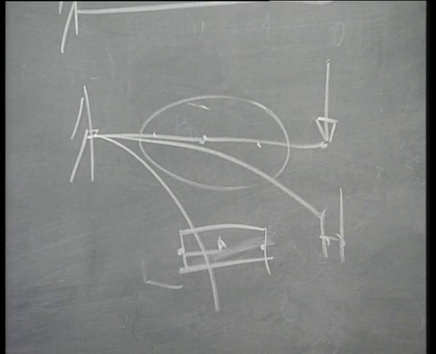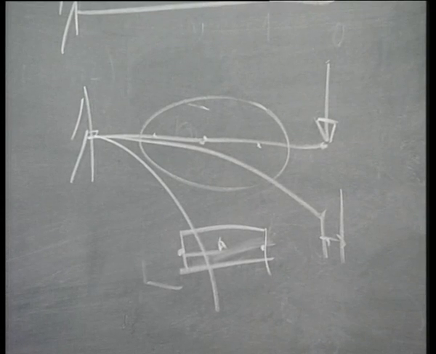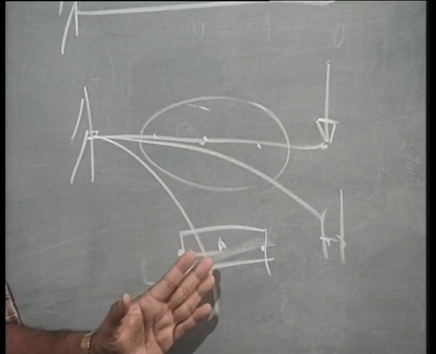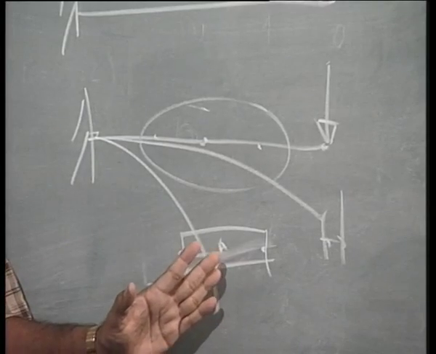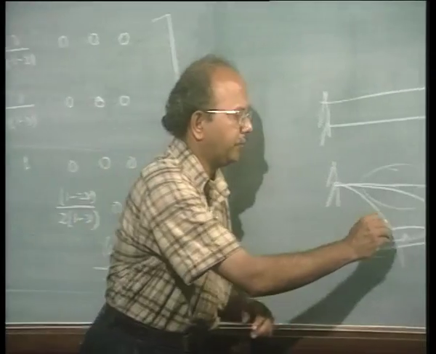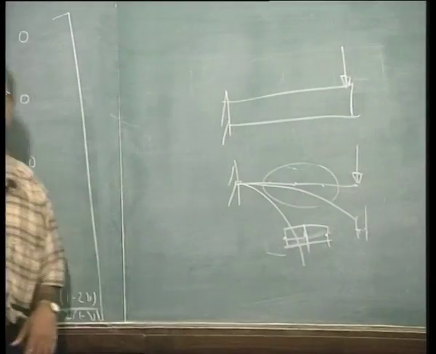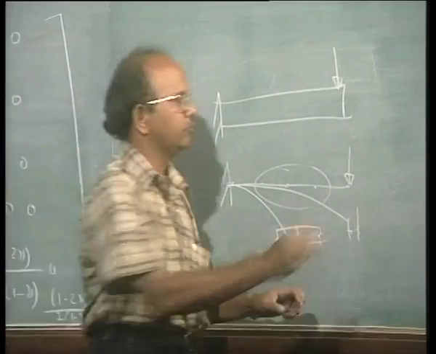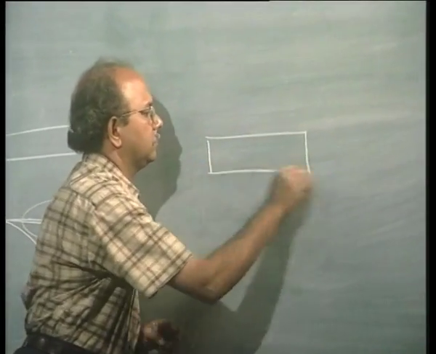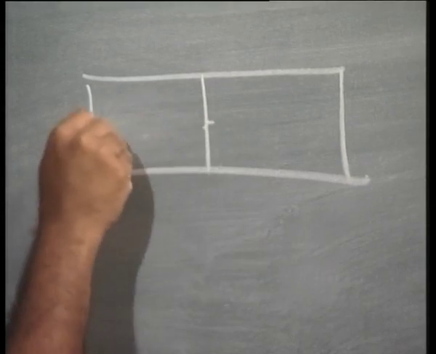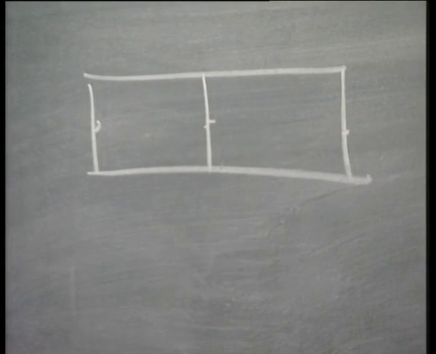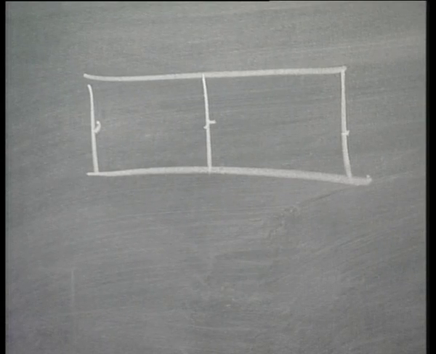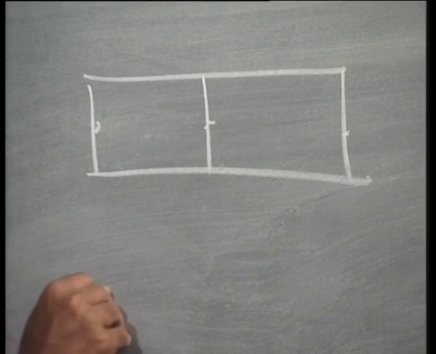Is that clear? Now this can also be looked at from a compatibility point of view. Let us say, let me draw an imaginary line at that place. So let me draw that more clearly here, and let me draw a line here. Let us say that this part of the beam bends like this.